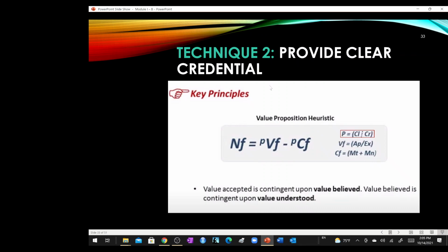All right, technique 2, provide clear credentials, clarity and the credentials. Over here, the value accepted is contingent upon value believed. One of the things that improves the credibility, as we talked in class, that I believe you, is the numbers, the percentages, the testimonials of other customers or existing clients. Value believed is contingent also upon value understood. If I don't understand what you're talking about, how can I believe it?